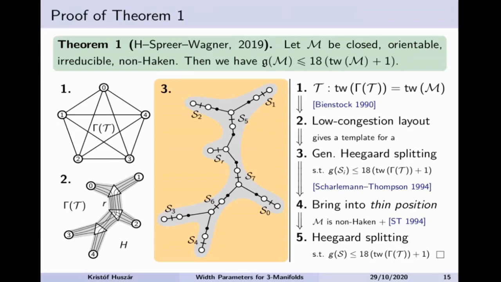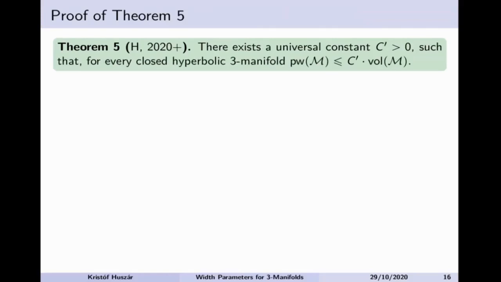So this is basically it. Of course, there are some details which concern the step between 2 and 3 that I did not talk about, and of course the Scharlemann-Thompson theory is also an elaborate theory. But this is the high-level overview, and the time is very limiting by now.